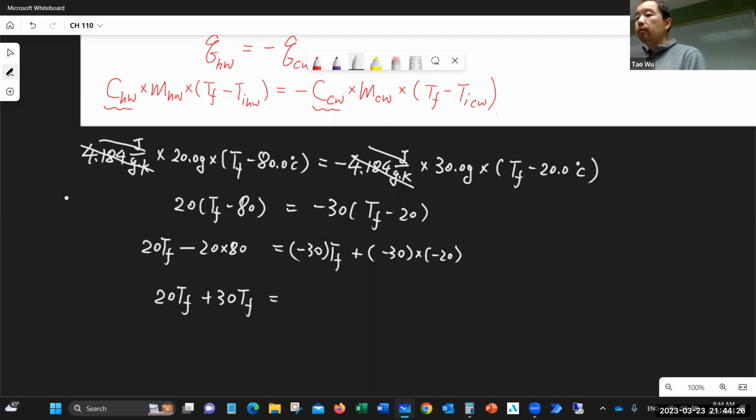So 20 times 80, that's 1600. Negative 1600 on the left side, and then 1600 on the right side. And then your plus 30 times 20, which is 600. Negative, negative become positive, so plus 600. Okay, so now you have 50 TF equal to 2200. So the final temperature will be equal to 2200 divided by 50.